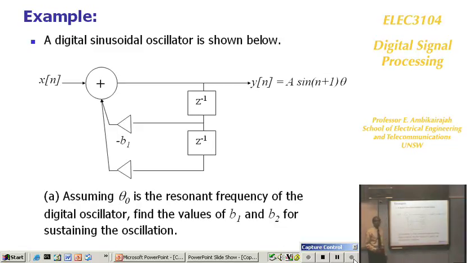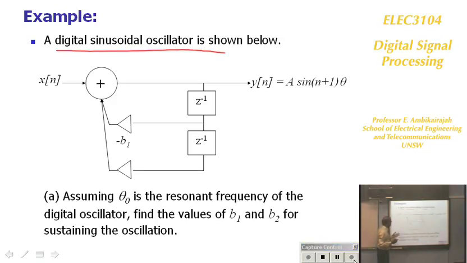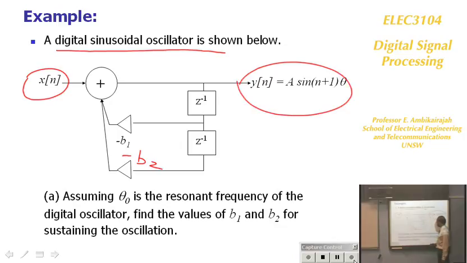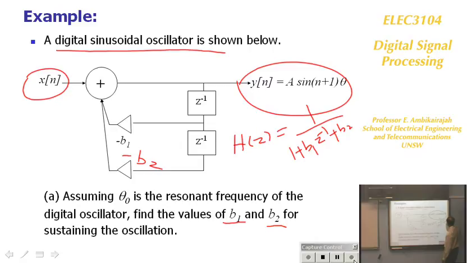Here is a digital sinusoidal oscillator, and it's given here, and the input, and this is minus V2, and this is your output that you want. You've been asked to find out the value of V1 and V2 for oscillation. That's very easy. You write the transfer function first for this, which will be equal to 1 over 1 plus V1 z to the minus 1 plus V2 z to the minus 2.